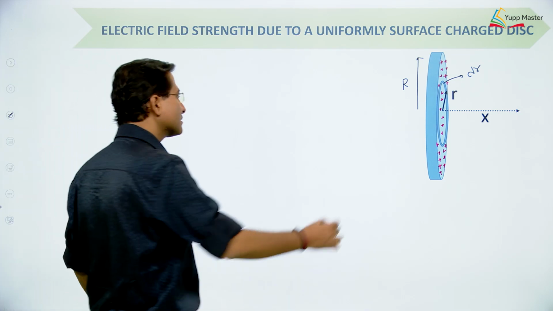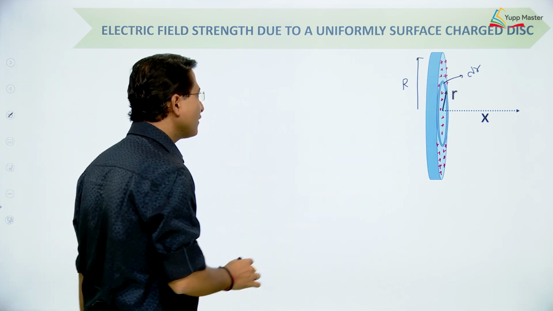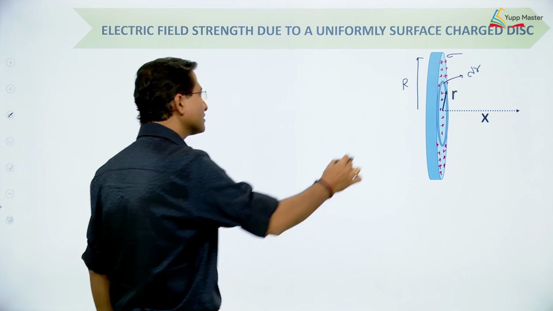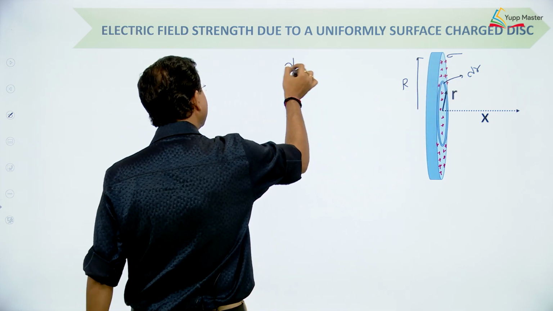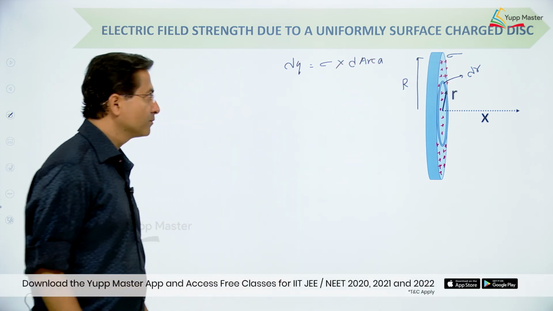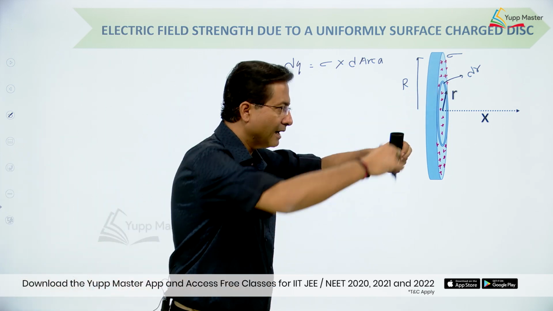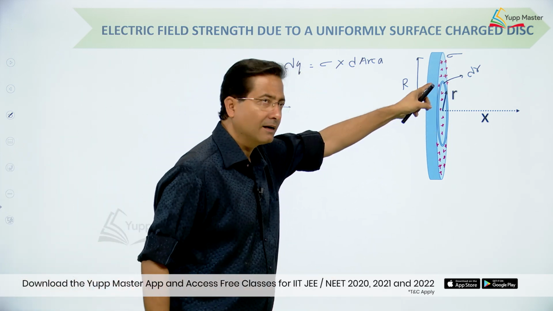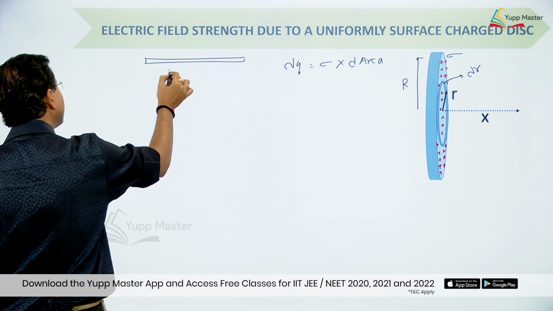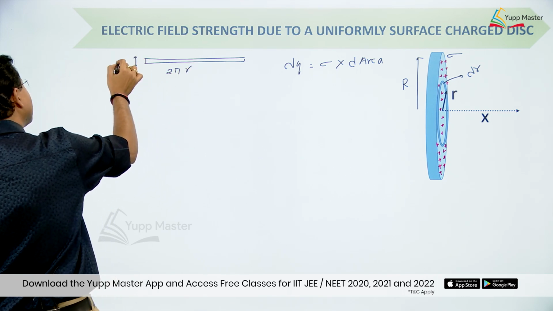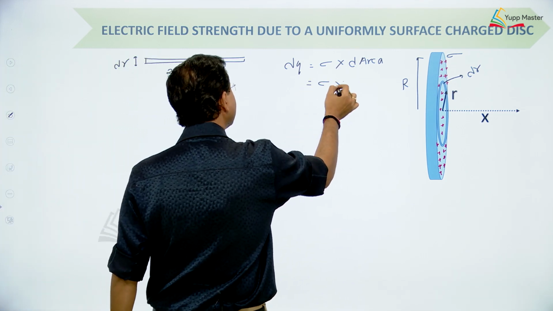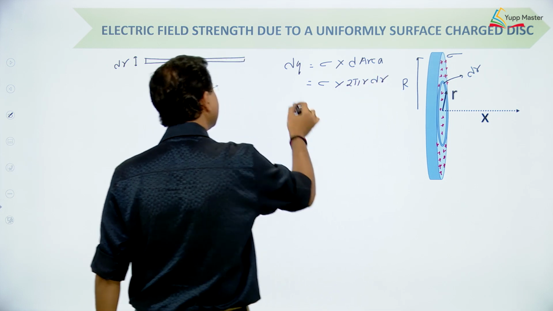So what is the charge on this ring? If I assume that the surface charge density is sigma, charge is distributed over the surface. So I can write the charge on this ring, dq, is equal to surface charge density into area of the ring. If you cut this ring and make it straight, the periphery is 2 pi r and the thickness is dr, it will be something like this. So the area of this one will be 2 pi r dr, and sigma into 2 pi r dr is dq.